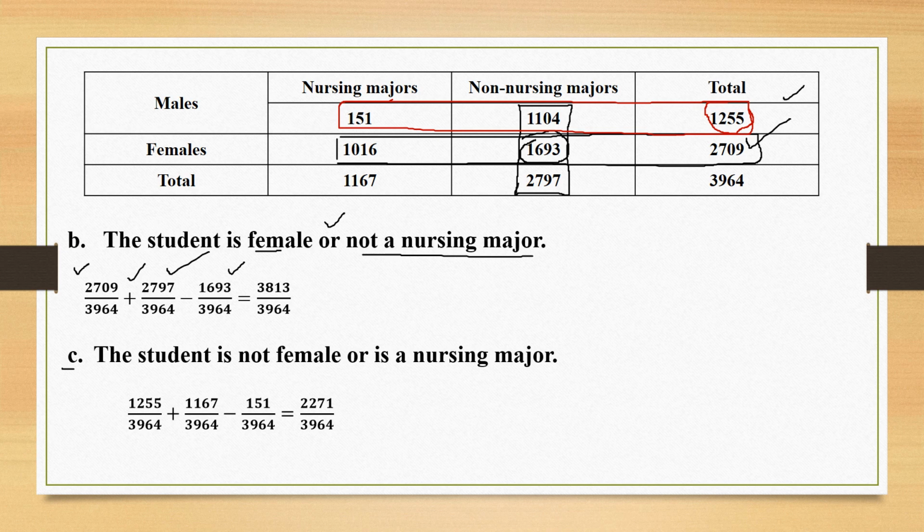1255. So I wrote it down here, then put a plus sign, or nursing major. The nursing major total students who got admission in the nursing major we have is 1167, but this one, 151, is common in both. So the common number will be subtracted from the sum. So the answer will become 2271 divided by 3964.